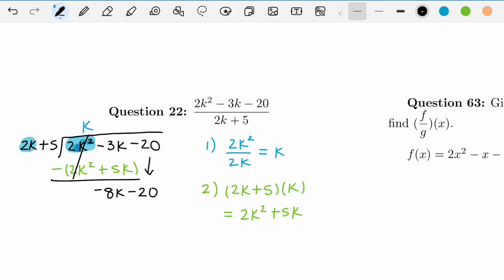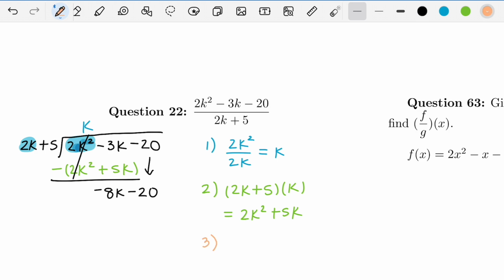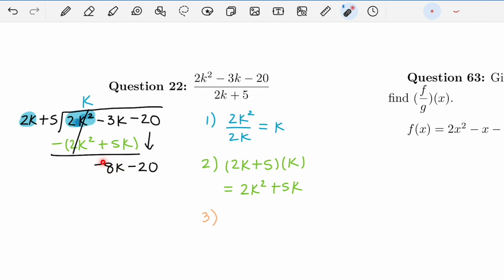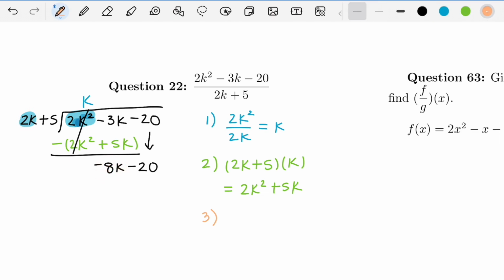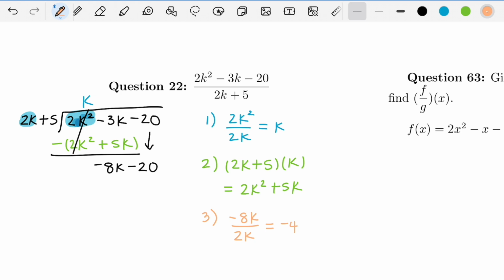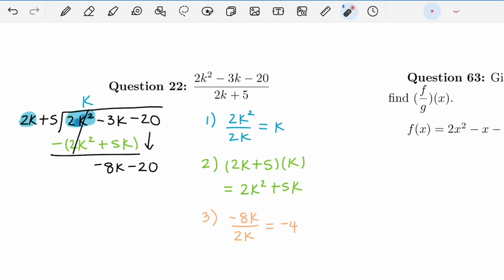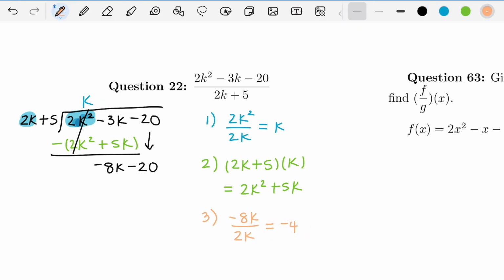And so from here what we're going to do is essentially repeat this process. Our next step, I'm going to do it in different colors, step 3, is we're going to divide the first term in this result by the first term in our divisor. So we have minus 8k divided by 2k. This is going to give us a minus 4. And from this division here, this will give us our second term in our result. So that'll be minus 4.